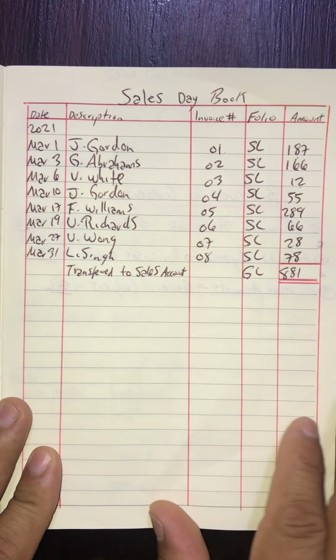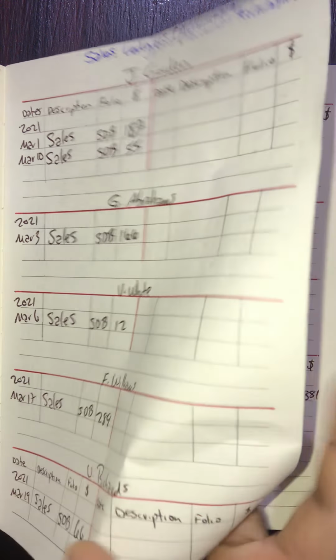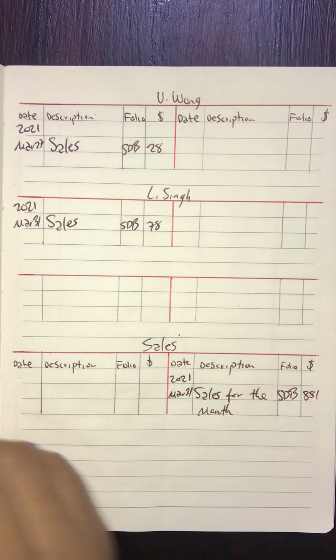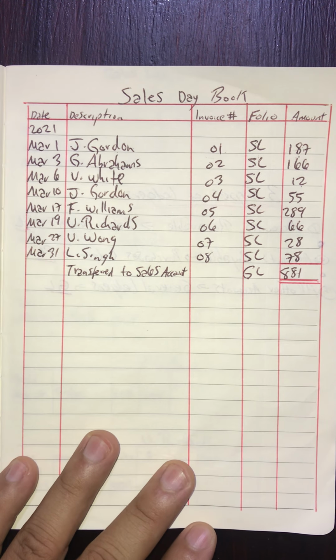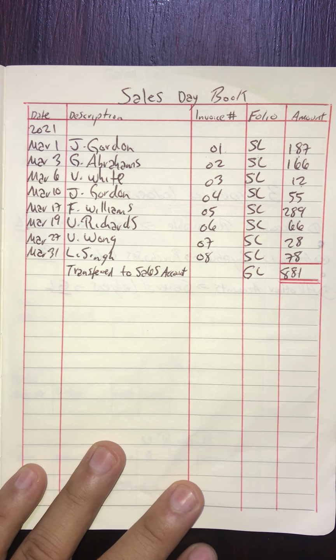This is what your sales day book should look like, and this is how your T accounts should look like after you post your transactions that you previously journalized. Bring your questions for our next class and I'll be happy to answer them.